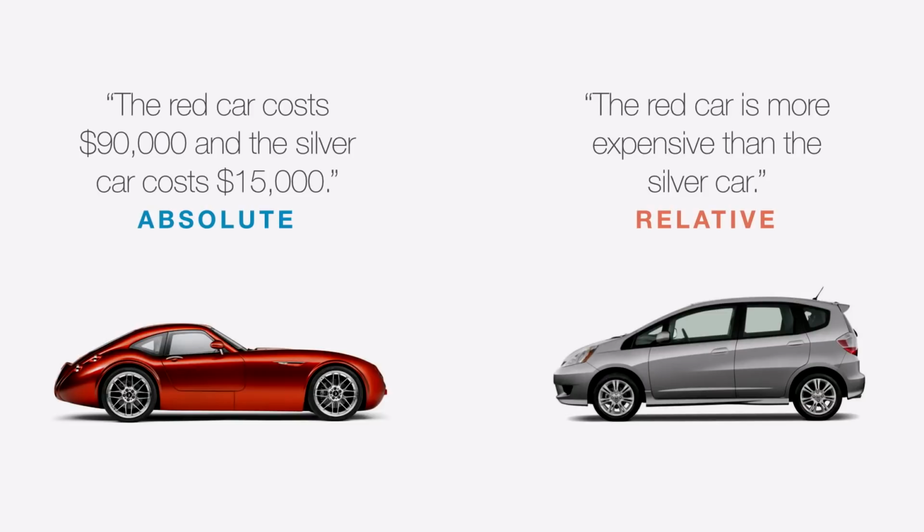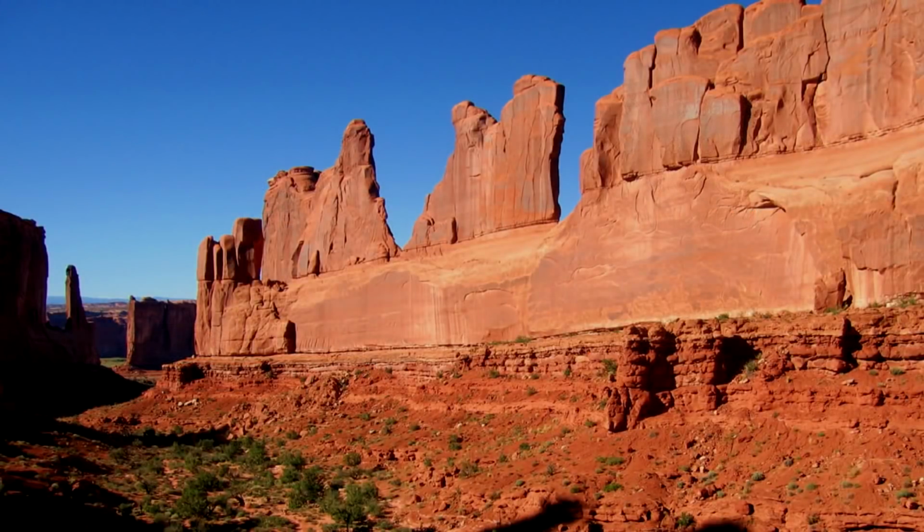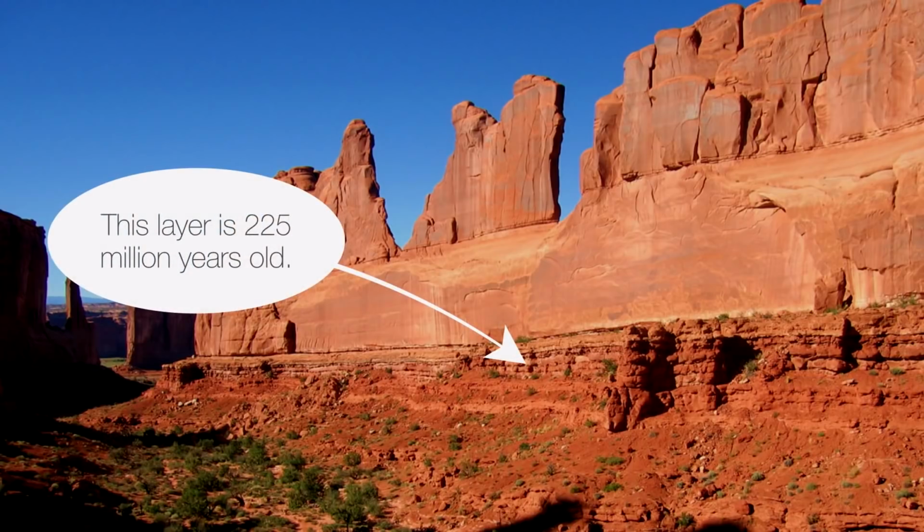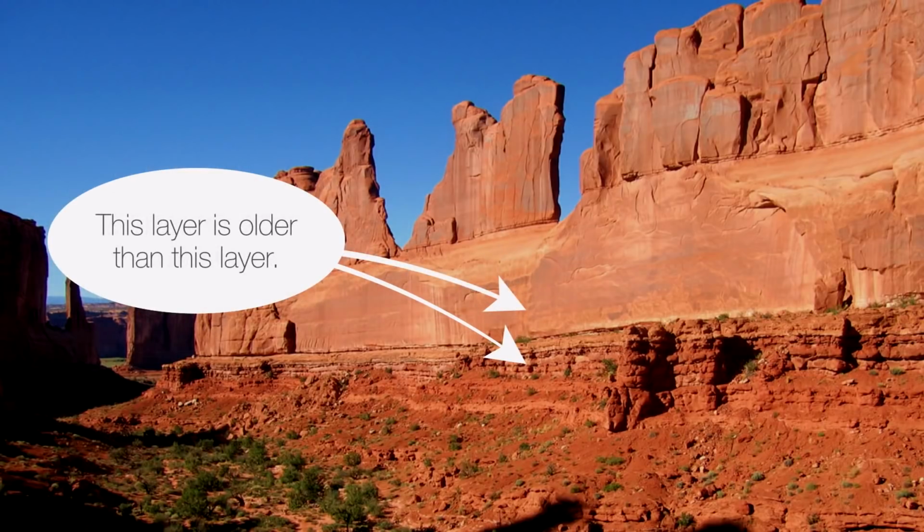What about in terms of rock layers? Well, here I have some layers of sandstone out in the American Southwest. If I were to say something like this layer of rock is 225 million years old, that's an absolute dating statement because I have a number, I'm being specific. But if I were to say this layer of sandstone is older than this layer, that would be an example of relative dating.